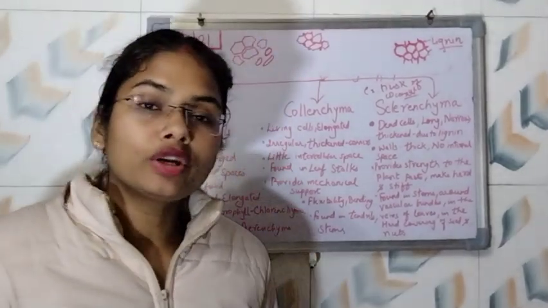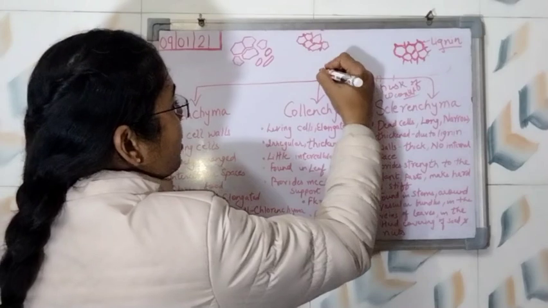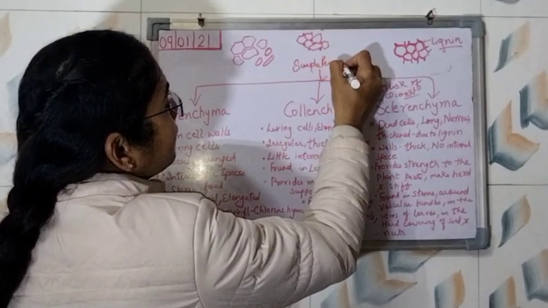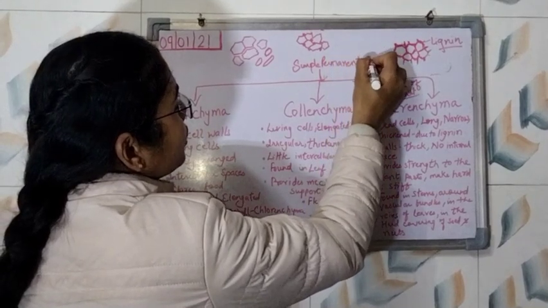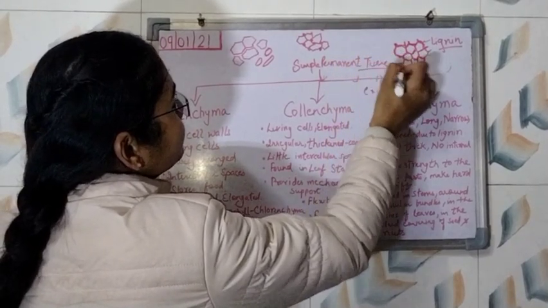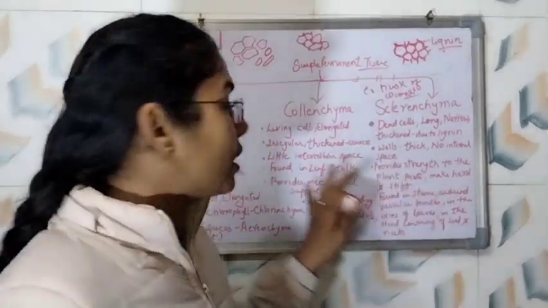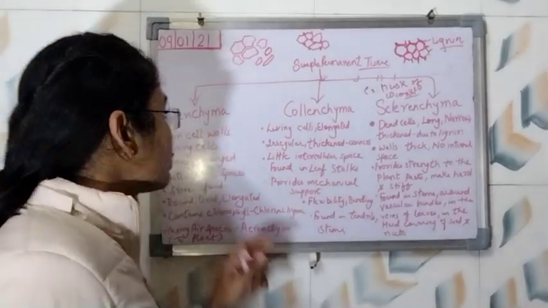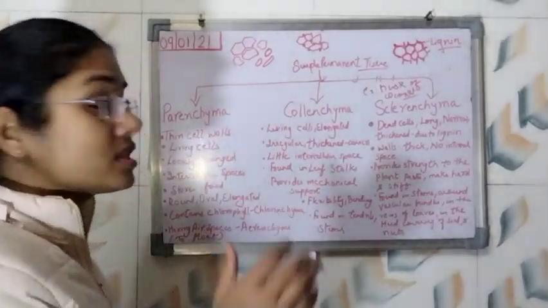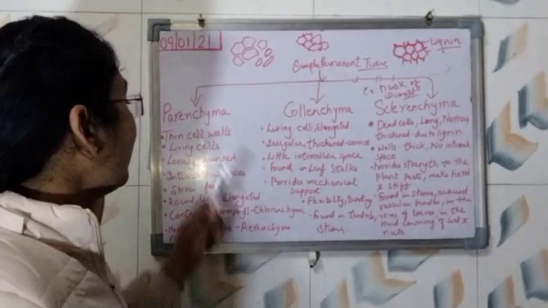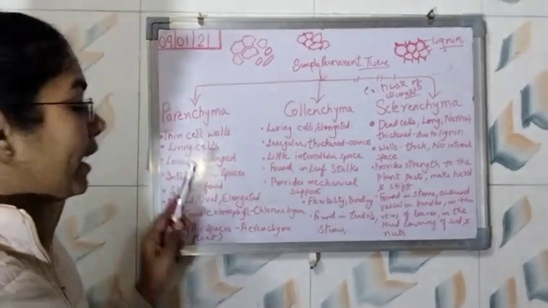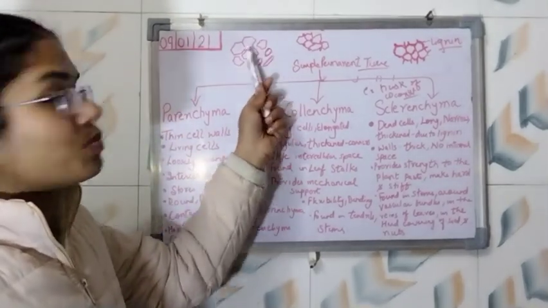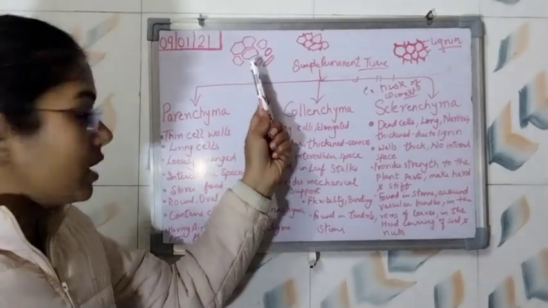So students, what we did today, we have covered the types of simple permanent tissue, right? And we have three types. The first is parenchyma, then collenchyma, and then sclerenchyma. So parenchyma has a thin cell wall, right? And living cells are present there. It is loosely arranged, right? And there are intercellular spaces between the cells, as you can see from this diagram.